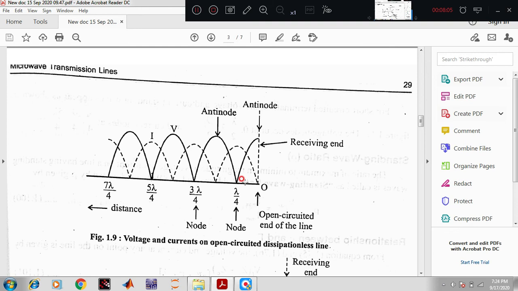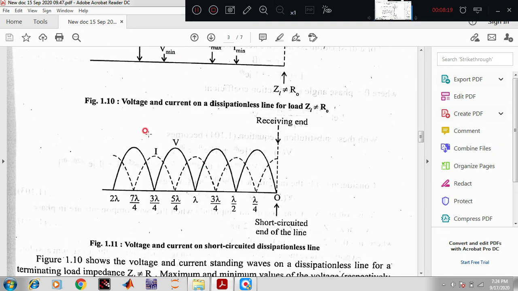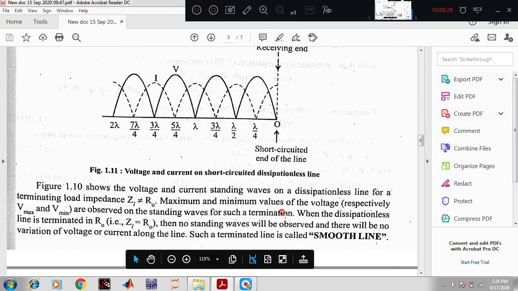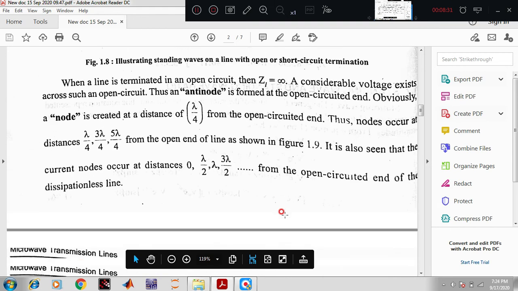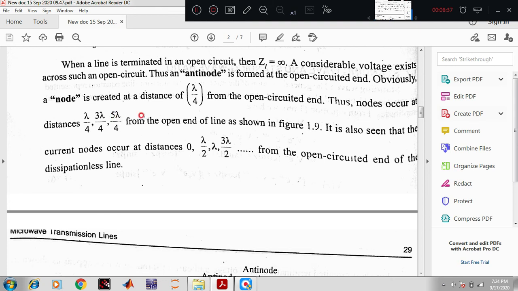Similarly, for current, they are located at what? 0, lambda by 2, 2 times lambda by 2, that is lambda, and 3 lambda by 2, and so on, right? Similarly here, you can observe one more, that is the short circuited end of the line, right? So whenever there is a short circuited end of the line, the voltage nodes occur, and it is also seen that current nodes occur at distances 0, lambda by 2, 3 lambda by 2, and so on.